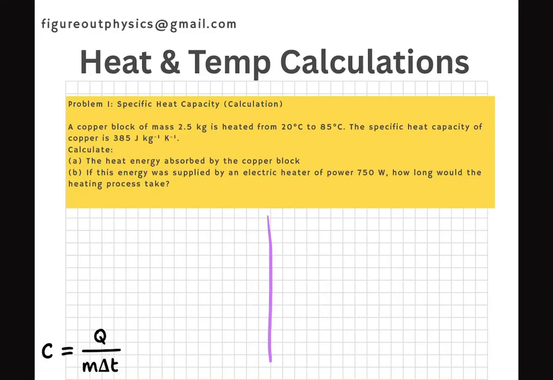Okay, here we are, heat and temperature calculations for LC Physics, new specification. These are all calculation questions about specific heat capacity, latent heat, and also U values. The problems will always be different in physics, but what we have to do is develop our problem solving skills and approach them the same way every time.